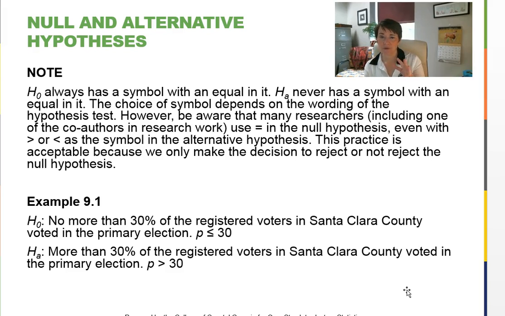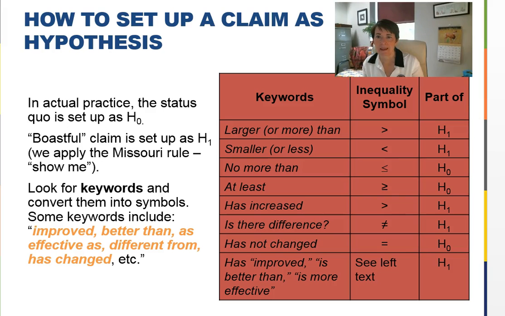So we are having that equal sign, no more than 30%. And this is the symbol that we would have for that, right? No more than 30% means less than or equal to 30%. And so we always have the equal sign because it's a null hypothesis. And our alternate is that more than 30% of registered voters voted. So we would have it without the equal sign and just have the inequality symbol.